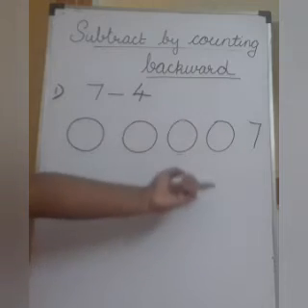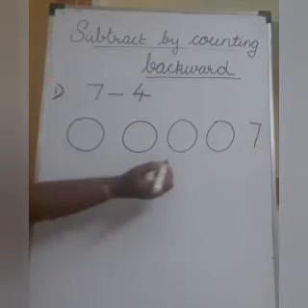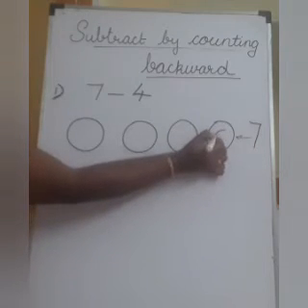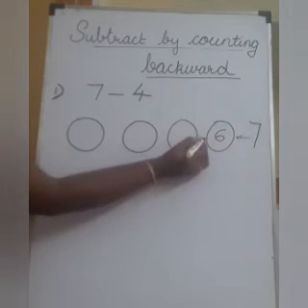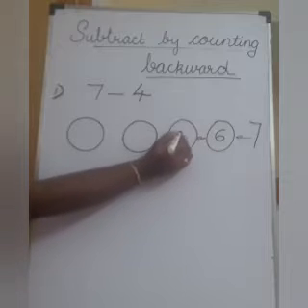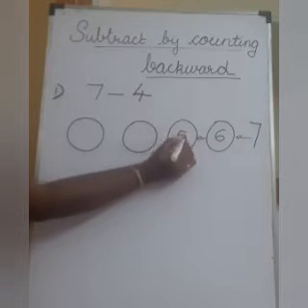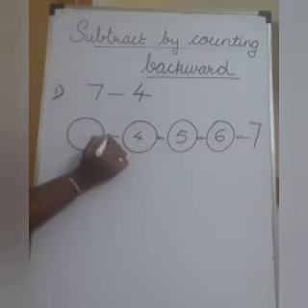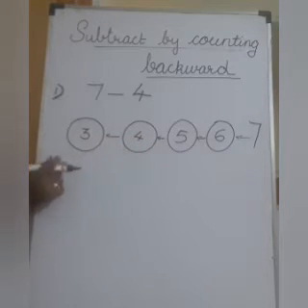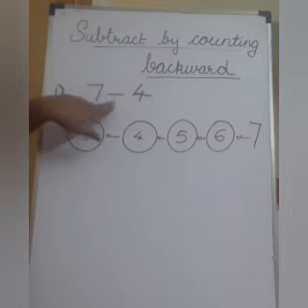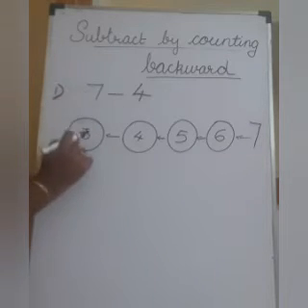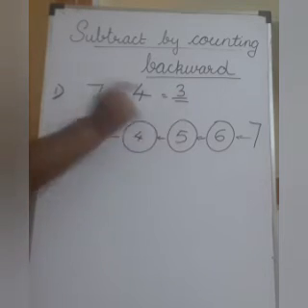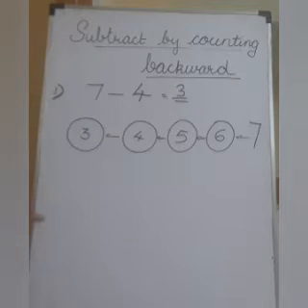Dear kids, we are counting backward. Can you tell me which number comes before 7? Before 7, it comes 6. Then, which number before 6? It is 5. Before 5, it is 4. Before 4, it is 3. Then tell me, what is the answer of 7 minus 4? It is 3. Dear kids, listen carefully.